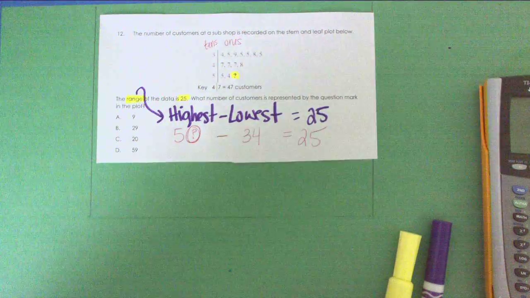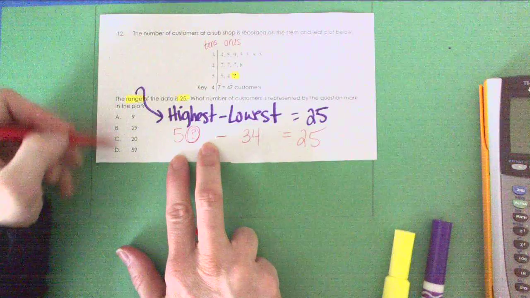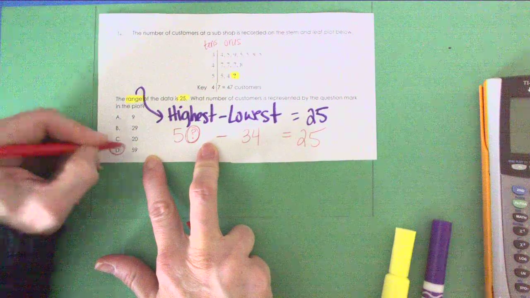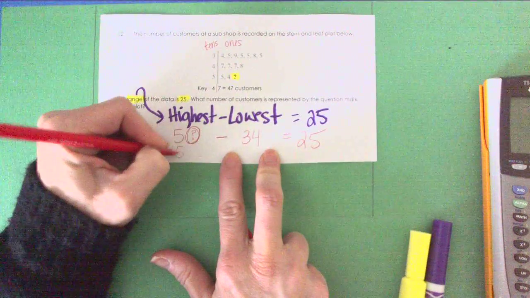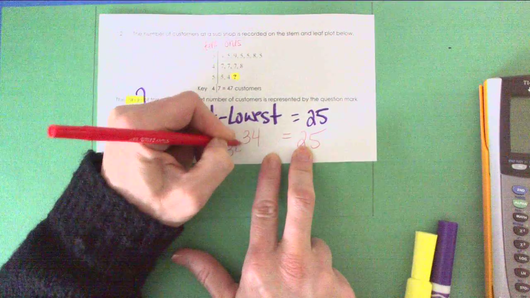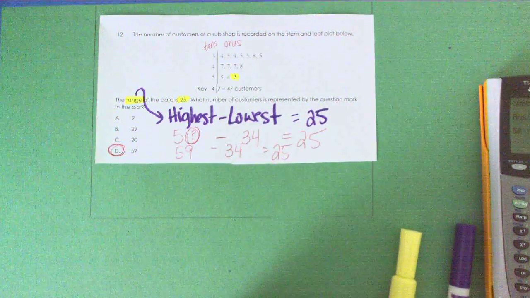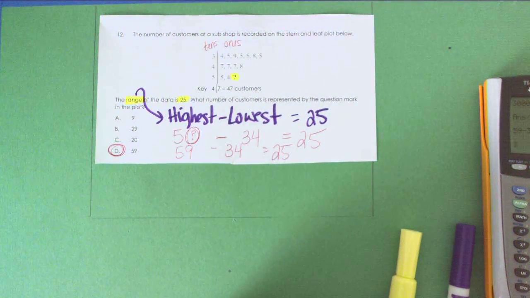Well, first off, there's only one answer here in the 50s. So let's see if it works. I'm thinking it's letter D. Let me try 59. 59 minus 34, does that make 25? Let's check it out. 59 minus 34, bingo.